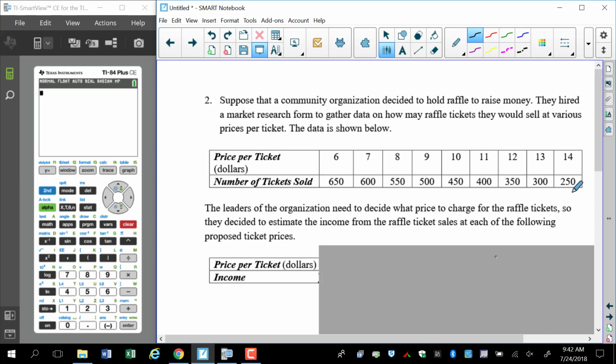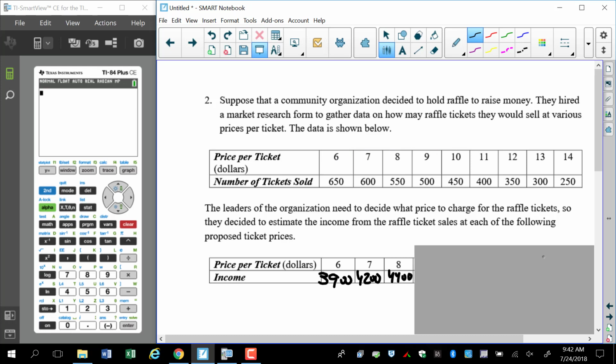So if you think about how the income works in this problem, every ticket that you sell, you're going to get $6 for here. So if you do 650 times 6, you would get $3,900. If you do 7 times 600 here, you'd make $4,200. So notice you're going to keep making more money, even though you're selling fewer tickets, because you're selling them for more.